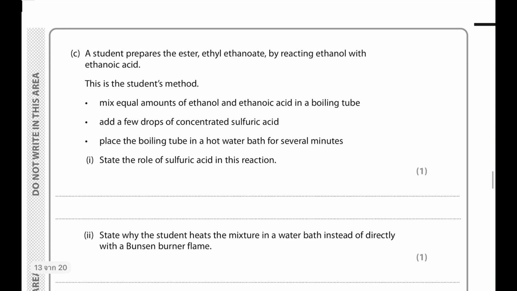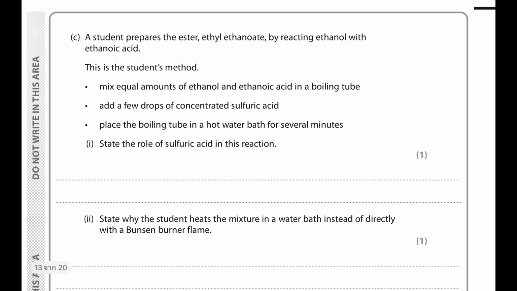Question C. A student prepares the ester ethyl ethanoate by reacting ethanol with ethanoic acid. This is the student's method. Mix equal amounts of ethanol and ethanoic acid in a boiling tube. Add a few drops of concentrated sulfuric acid. Place the boiling tube in a hot water bath for several minutes.